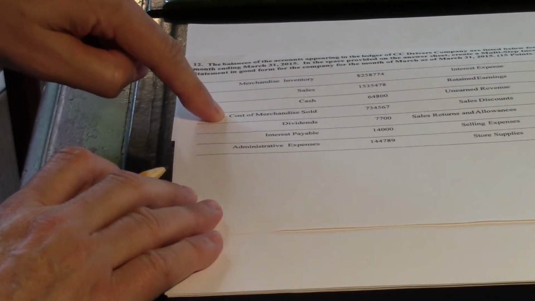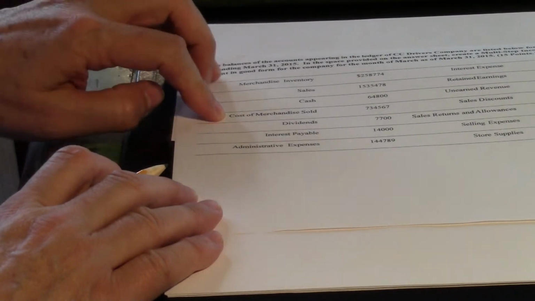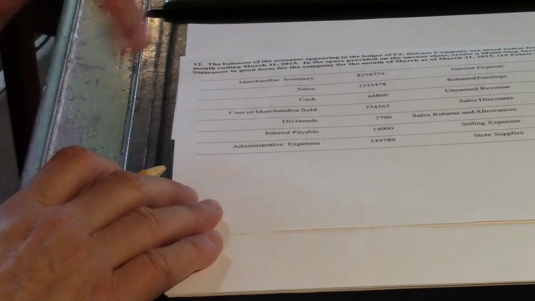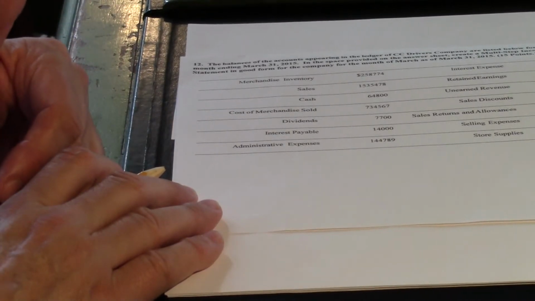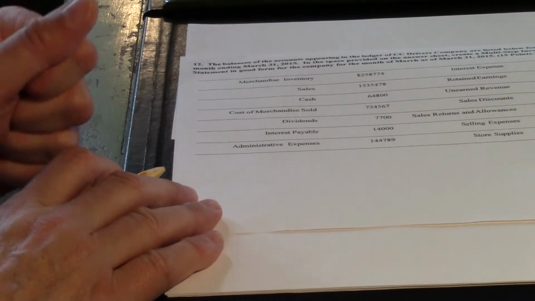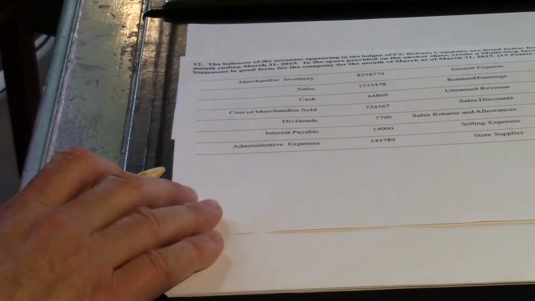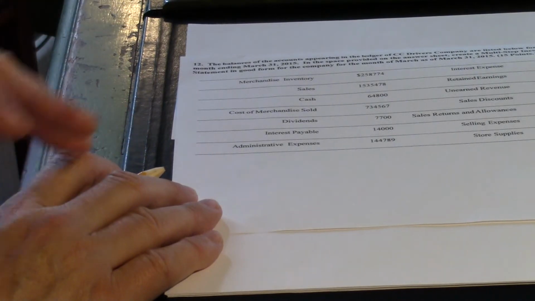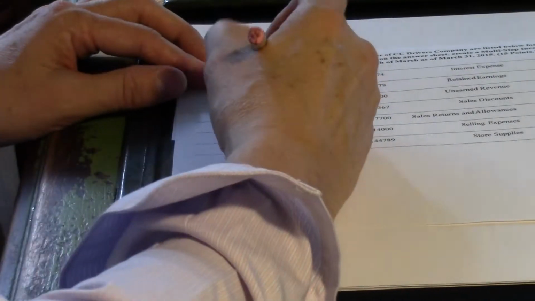Cost of merchandise sold, that's your expense. So that is what's been sold, and now you have the expense of what you paid for it. So revenues and expenses go on income statements. Assets do not. Assets, liabilities, and stockholders' equity accounts all go on the balance sheet. So make sure you've memorized which are which. So merchandise inventory is not going to go on there.